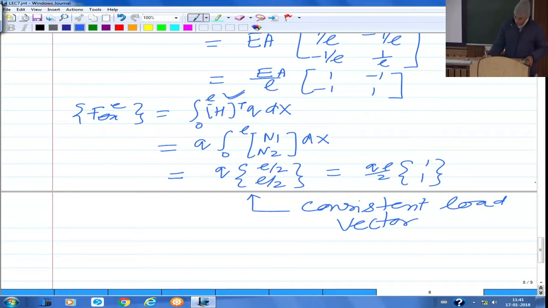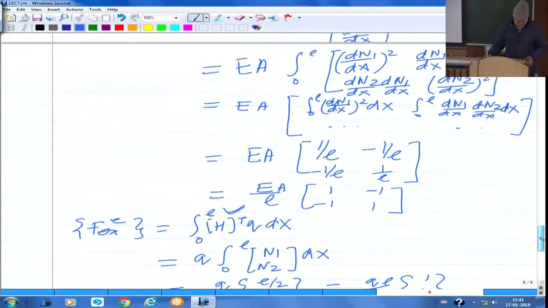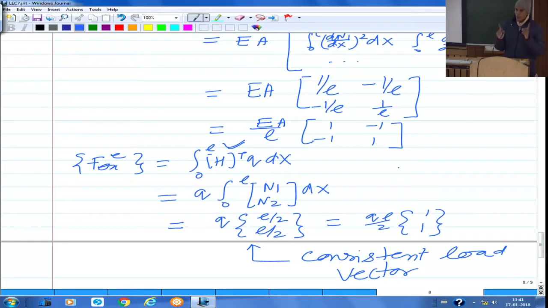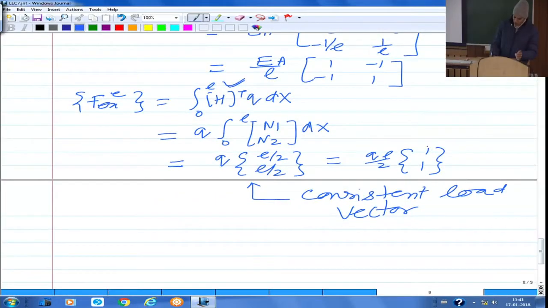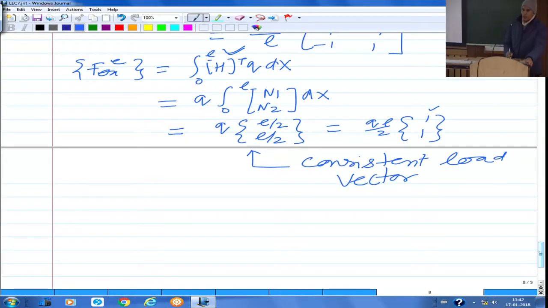In this case, Q is the force per unit length and the length of the element is small l. So the total force is Q into small l. There are only two nodes, so if we equally divide, QL by 2 for the first node, QL by 2 for the second node. Same thing we are getting here. So in this case the consistent load vector and the lumped load vector are the same, but in general they could be different. So this is the external load vector.